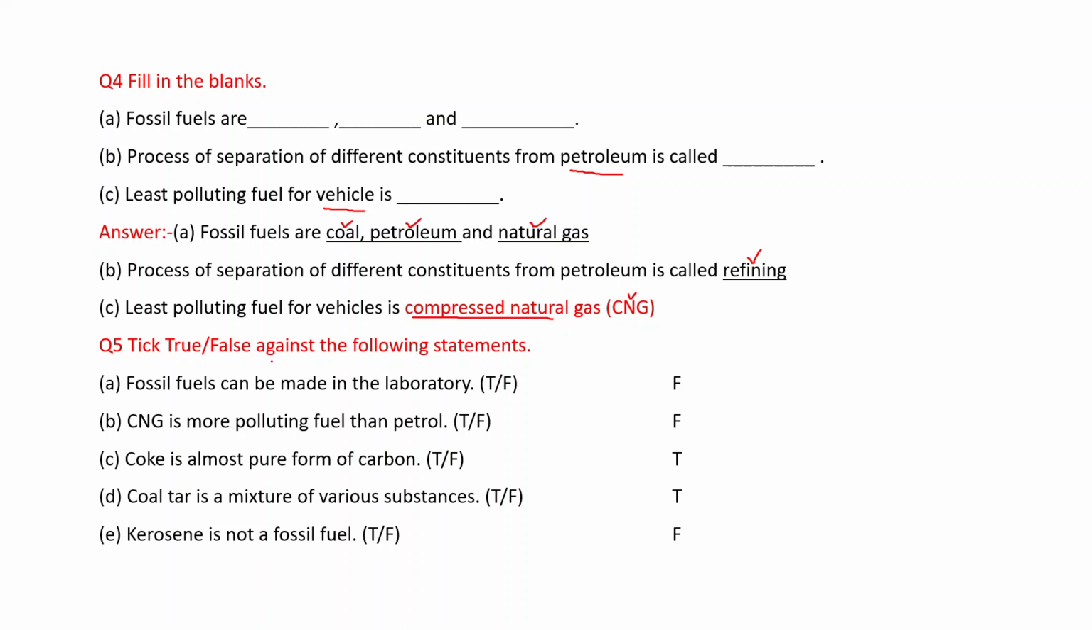Take true or false against the following statements. Fossil fuels can be made in the laboratory. Tell no. That's why this is false. CNG is more polluting fuel than petrol. No. Again, this is false statement. That's why F. Coke is almost pure form of carbon. Yes, this is correct statement. That's why T. Coal tar is a mixture of various substances. Yes, true. Kerosene is not a fossil fuel. This is wrong. Kerosene is also a fossil fuel. Okay.